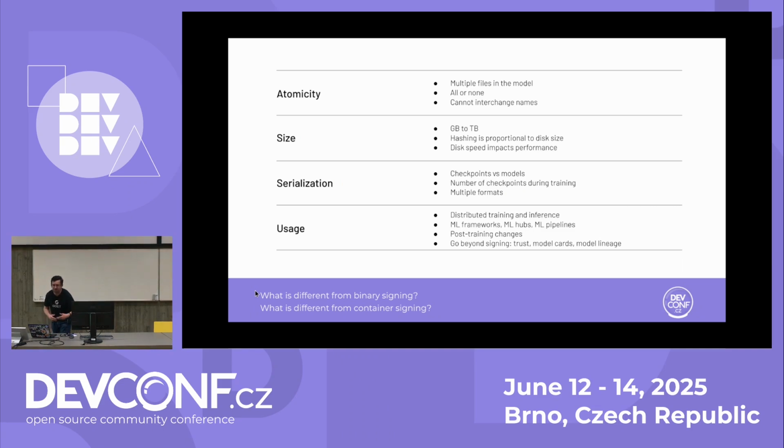Okay, and finally, on the user side, there are also the cases of distributed training and distributed inference, where you have multiple hosts writing to the same model at the same time. Ideally, you wouldn't want the controller of the distributed job to do the hashing for signing or verification. You would want each individual host to sign or verify the pieces that they write or read. And of course, there are a lot of ML frameworks, a lot of hubs, a lot of pipelines. Ideally, we want to integrate into everything to work everywhere.